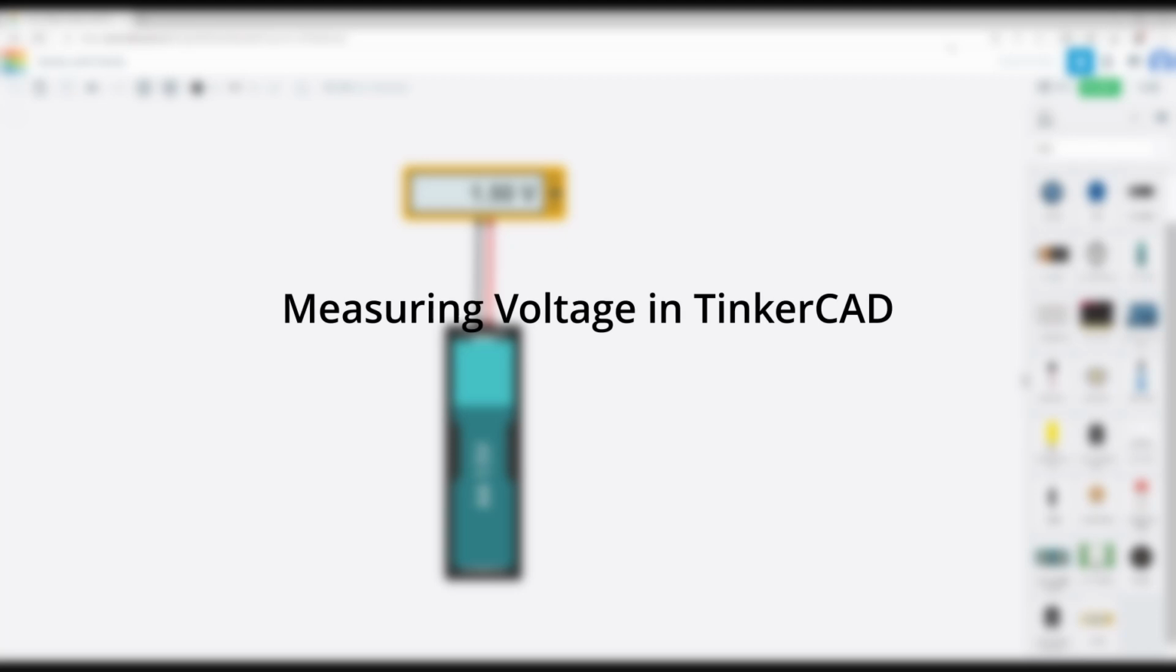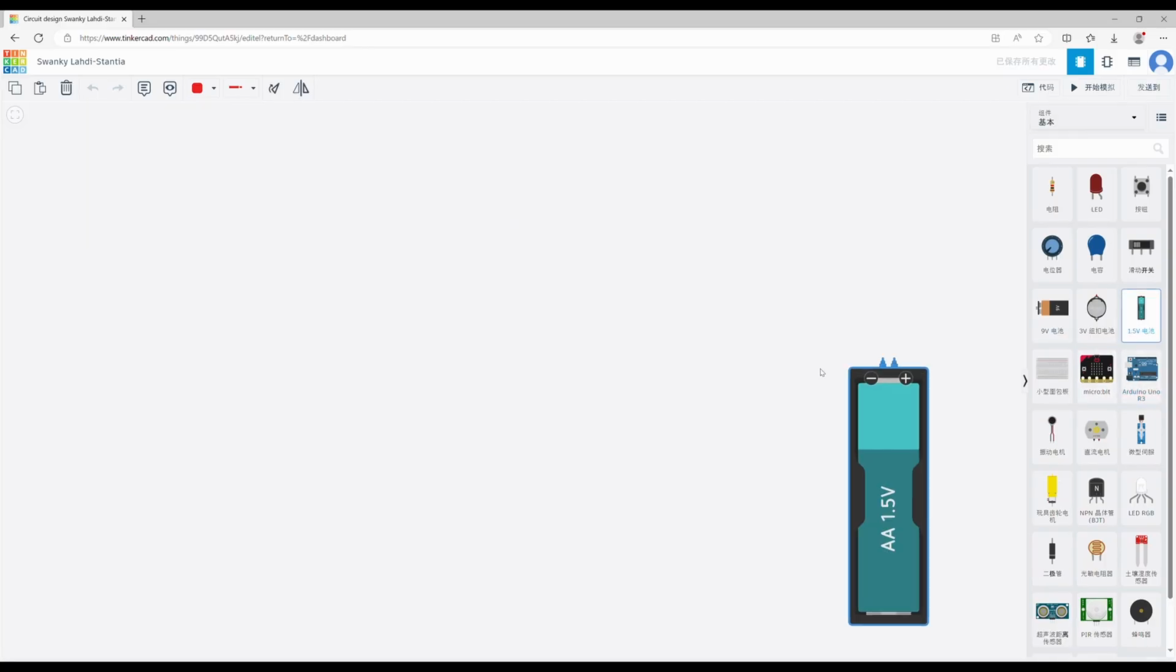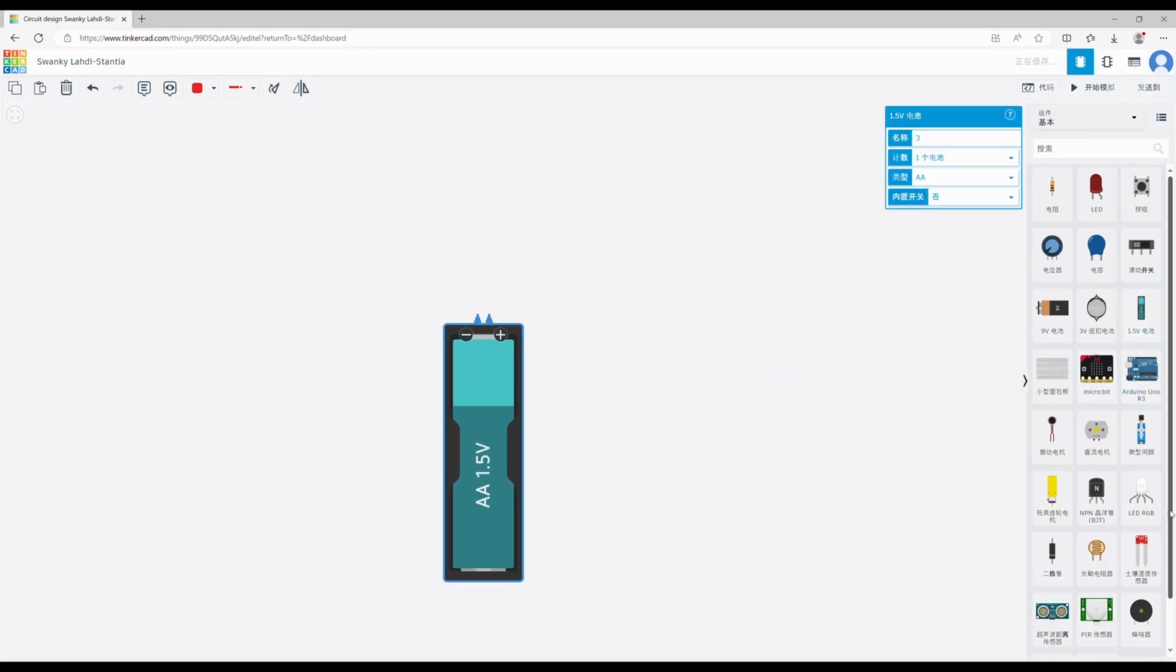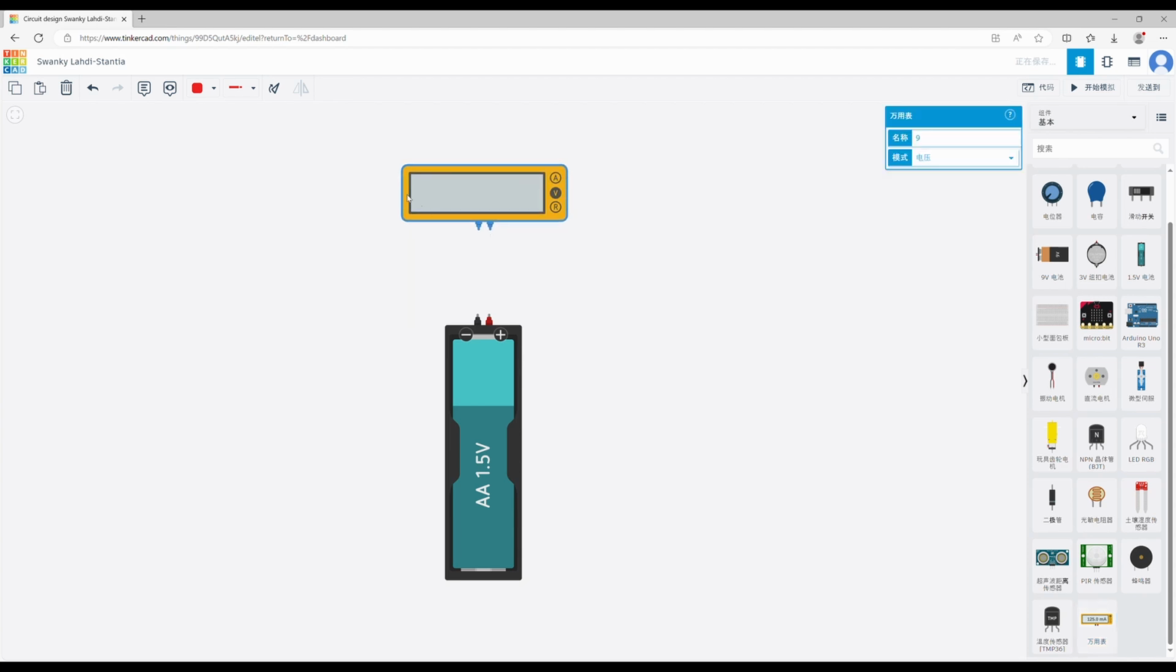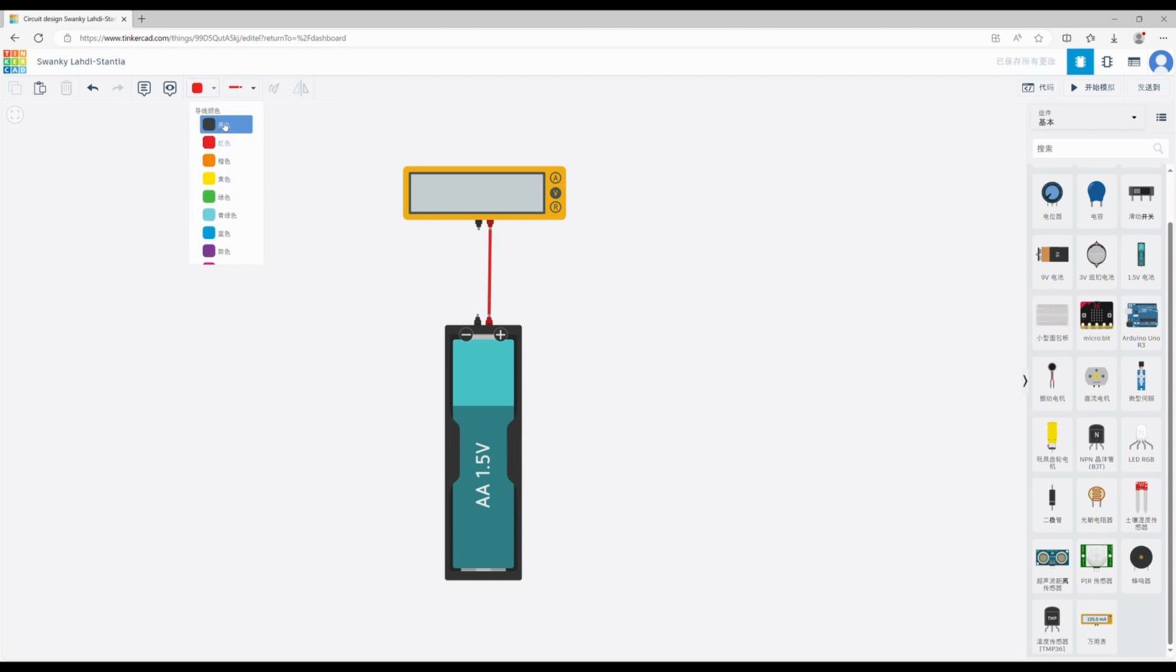Now, let's use Tinkercad to simulate measuring battery voltage with a multimeter. First, select a AA battery and a multimeter from the component list and place them in the workspace. Then, connect the red positive test lead of the multimeter to the positive terminal of the battery and the black negative test lead to the negative terminal of the battery. Finally, click the Run button to see the voltage readings of the battery.